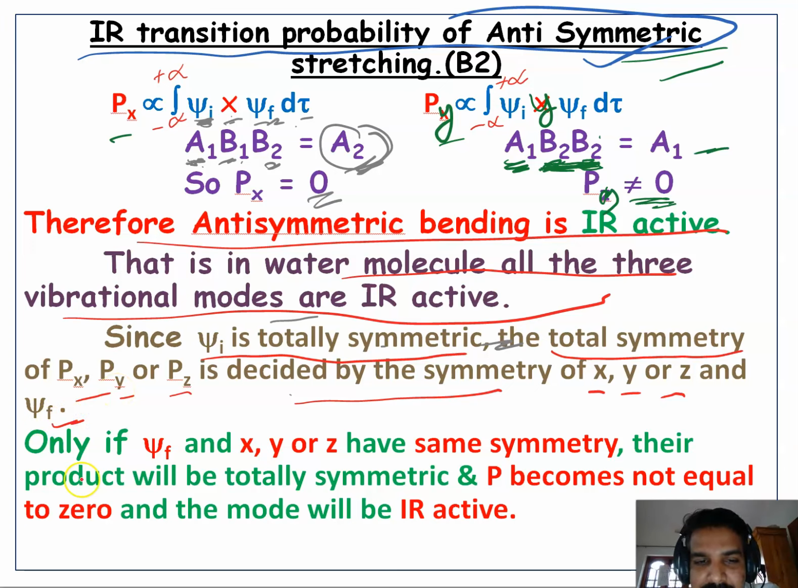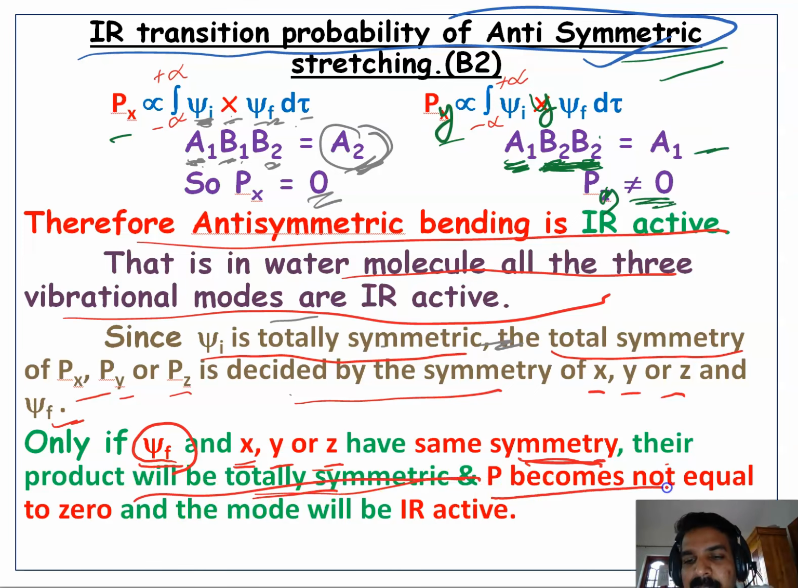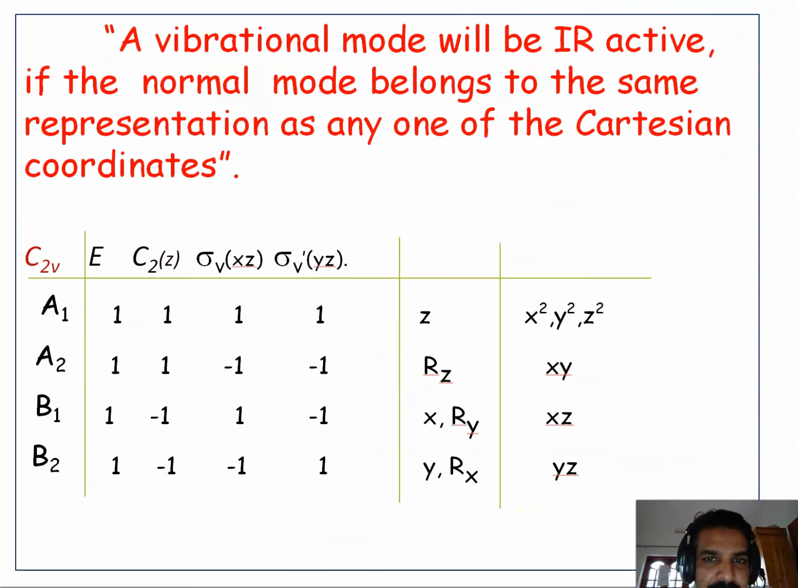And we can say that only if psi f and any of x, y or z have the same symmetry, their product will be totally symmetric. I told you, we get the totally symmetric representation by the direct product of the same symmetry. So if psi f and any of x, y or z have the same symmetry, their direct product will be totally symmetric, and P becomes not equal to 0 and the mode will be IR active. That means we can conclude like this.